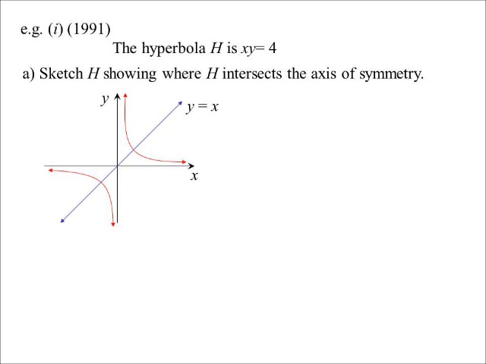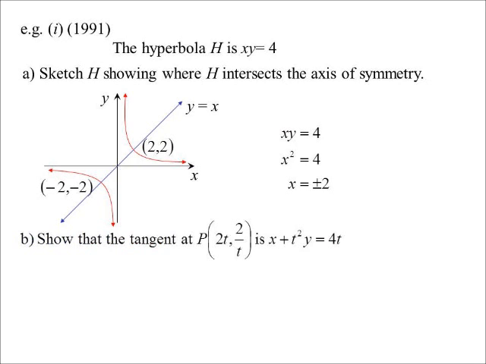They also want us to show where our hyperbola intersects the axis of symmetry, which would be y equals x. And so those points, well, in case you can't work it out, we're going, xy equals 4, y equals x, so that's x squared equals 4. We get the point (2, 2), and (minus 2, minus 2).